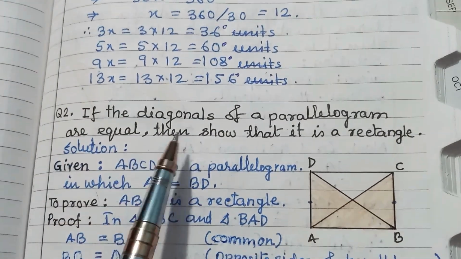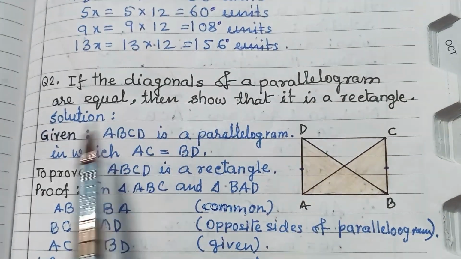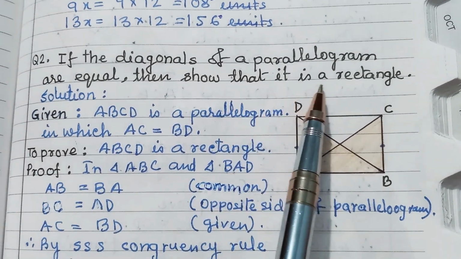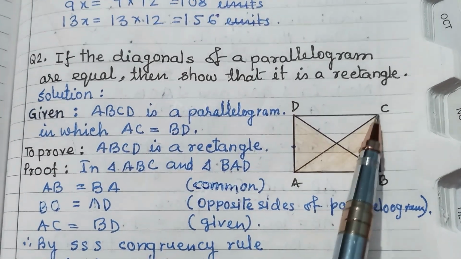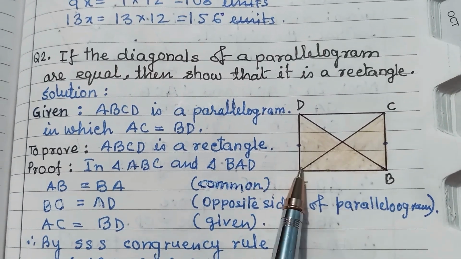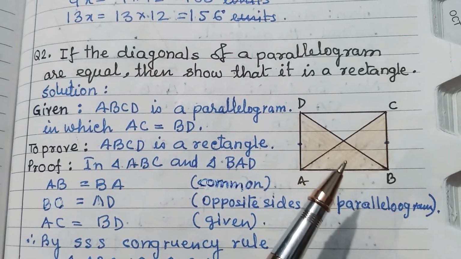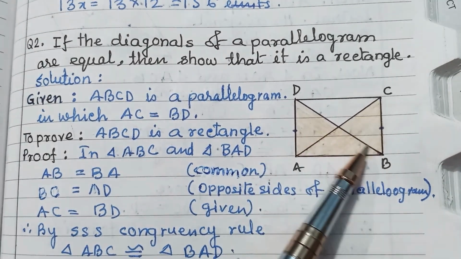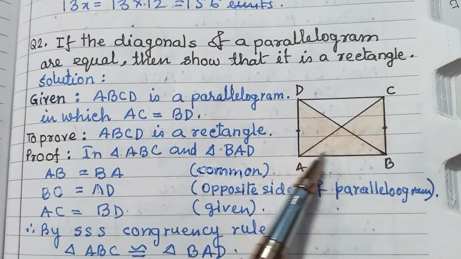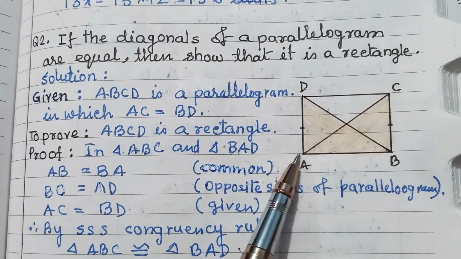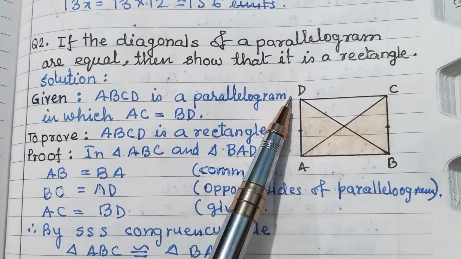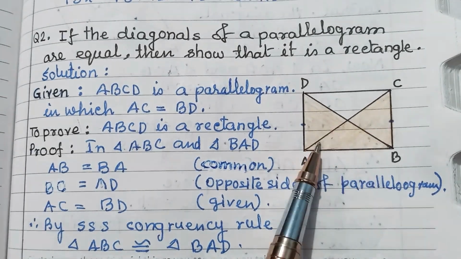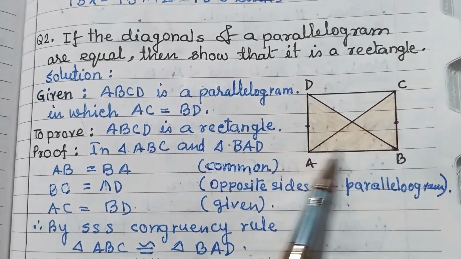Next, if the diagonals of a parallelogram are equal, then show that it is a rectangle. Diagonals are equal as given. Now you have to take two triangles in such a way that the given parts are included. So I have taken triangle ABD and another one, CBA. These two triangles I have taken.